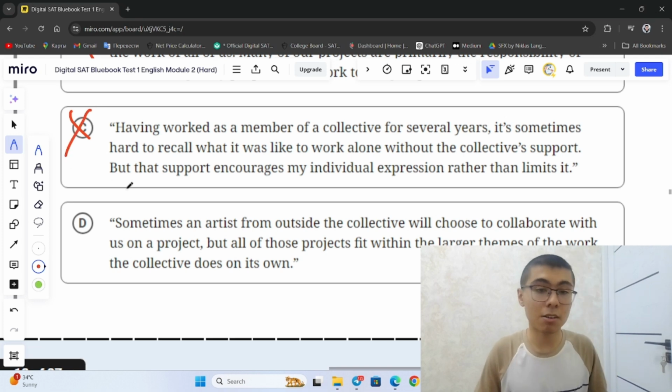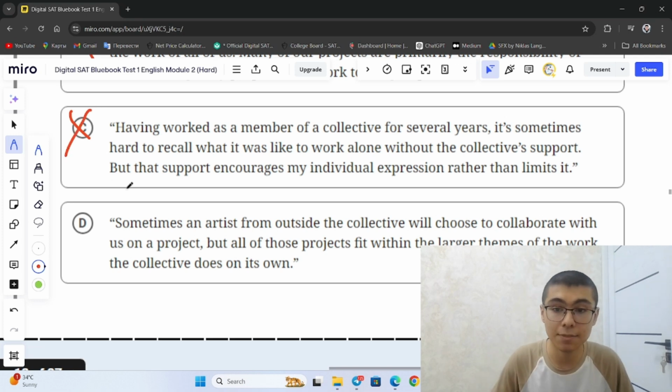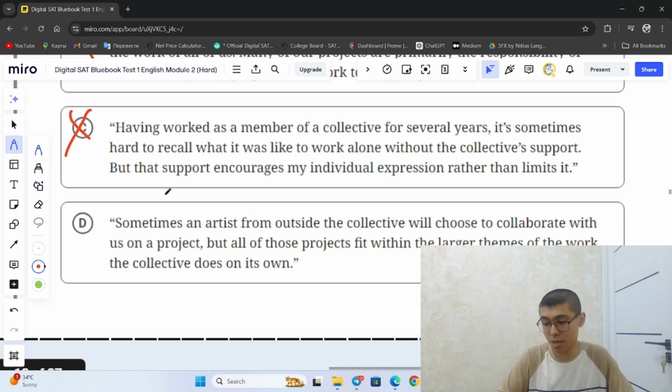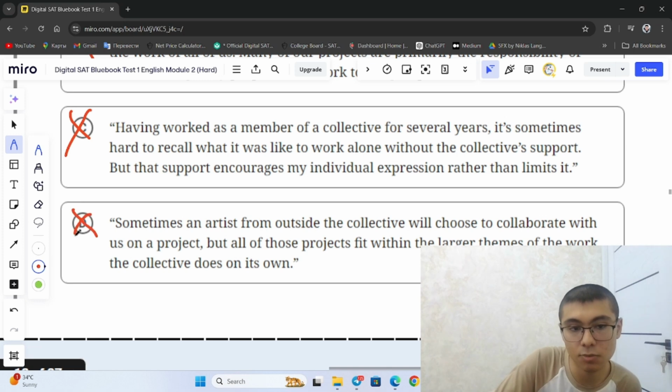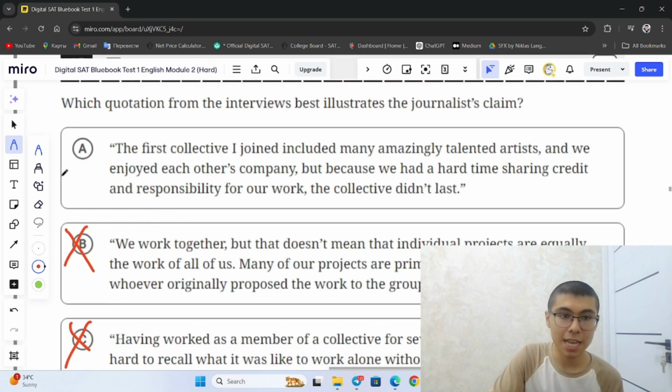D: Sometimes an artist from outside the collective will choose to collaborate with us on a project. But all of those projects fit within the larger themes of the work the collective does on its own. It's not talking about whether the working together is good or bad. So it is wrong. So the correct answer is A.